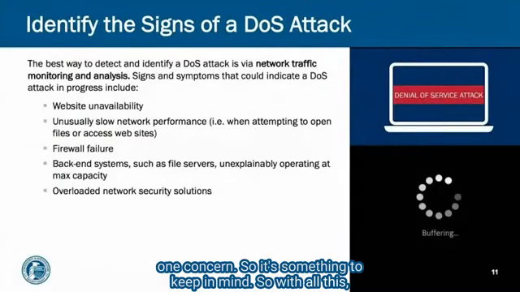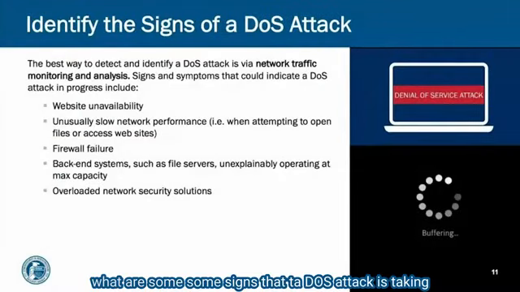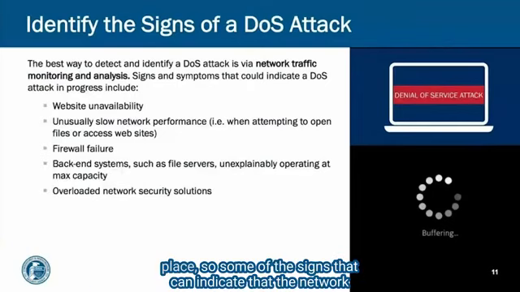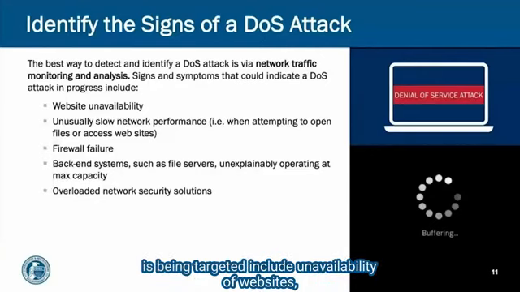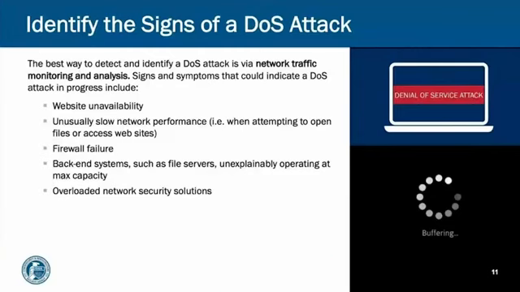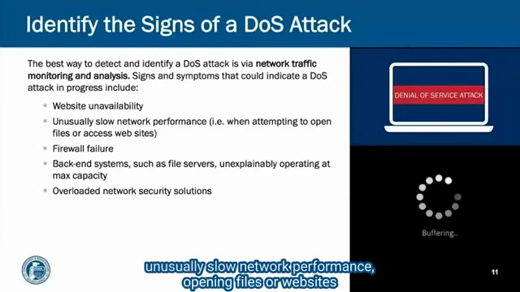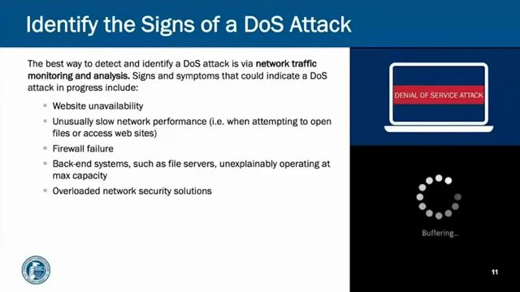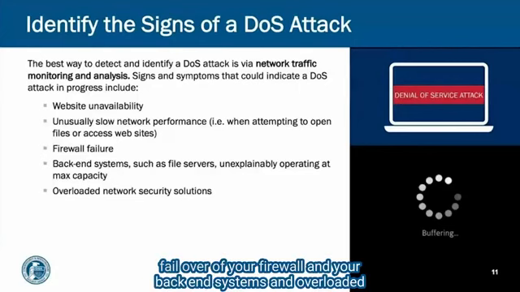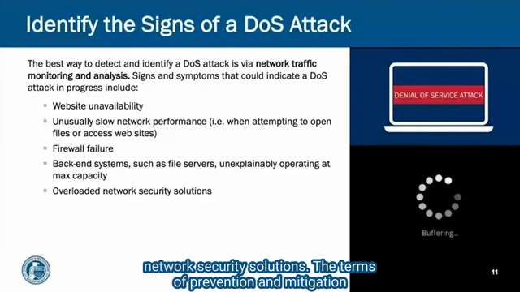So with all this, what are some signs that a DOS attack is taking place? Some of the signs that can indicate that the network is being targeted include unavailability of websites, unusually slow network performance with opening files or websites, failover of your firewall and your backend systems, and overloaded network security solutions.